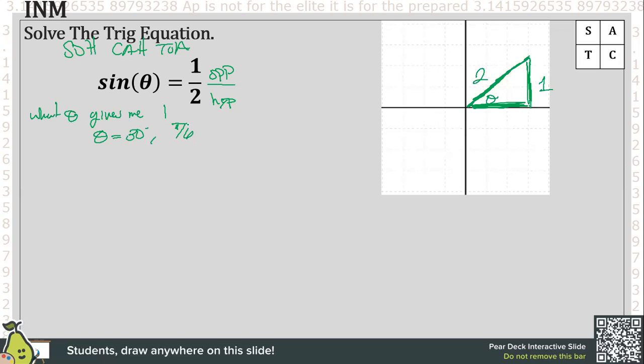Now, my question to you: is that the only place where this is true? Is this the only triangle we can draw on this paper? Well, we have this right here because sine is also positive in this quadrant. And sorry, I don't draw these to scale.